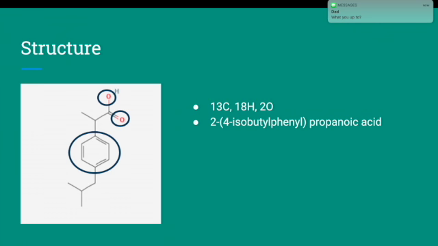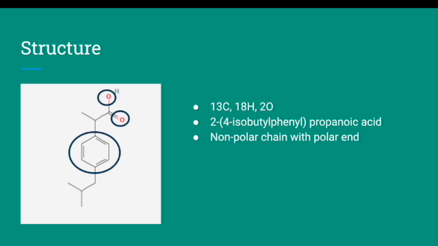Due to its long carbon chain, ibuprofen is made up of mostly non-polar bonds, with the exception of the 2 oxygen atoms at the polar end. These polar oxygens are extremely important, and they allow for functions that will be discussed later.